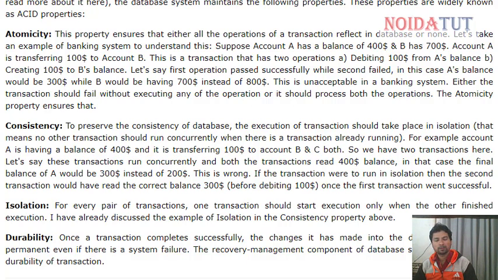Isolation. For every pair of transactions, one transaction should start executing only when the other finished execution. In our previous consistency section, we have already discussed this. One transaction should run one at a time. No concurrent transactions in the same account is possible.